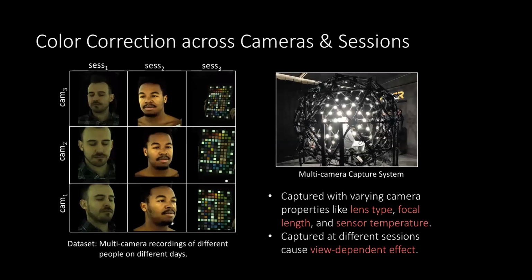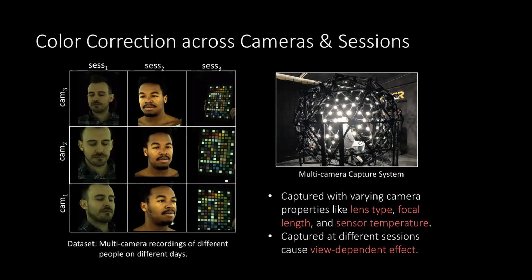But doing color correction is quite challenging in this case, since we're not dealing with a single image. We use a multi-camera system like this image shows. And the data set contains images captured by different cameras on different days. We call images captured at the same time one session. The problem is those images are captured with varying camera properties like lens type, focal length, and sensor temperature. This will make color inconsistent across cameras.